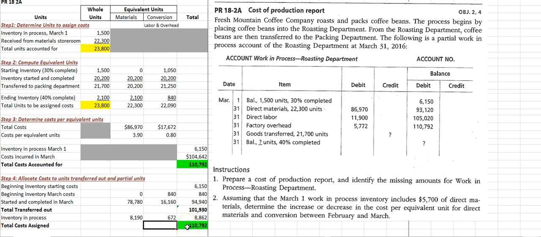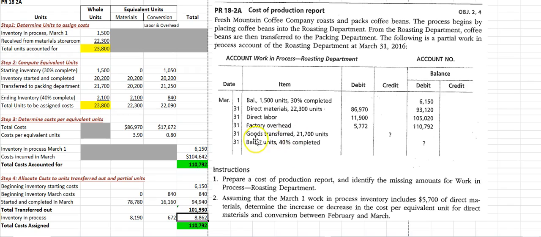So if you look at this here, all our costs to be charged, what was transferred plus what was added, 110, has been fully allocated between the three different categories. This is units started and completed. We charge those 94,940. Units transferred over will be charged a total of 6,990, and the units that stay in work in process will have a cost of 8,862, right?